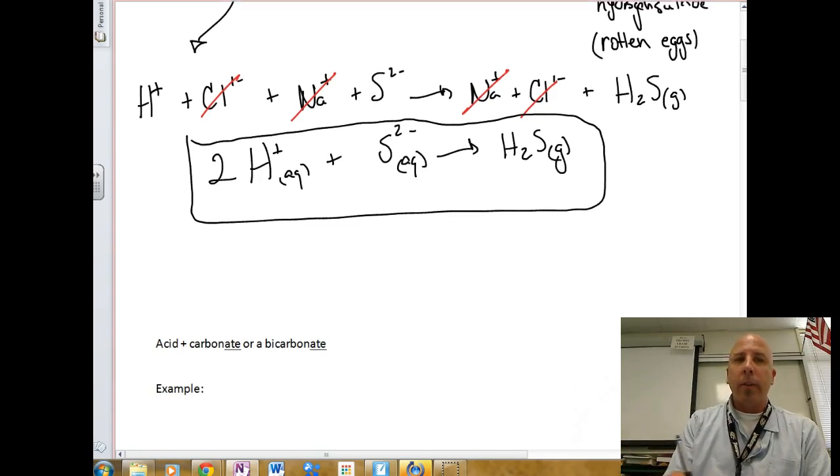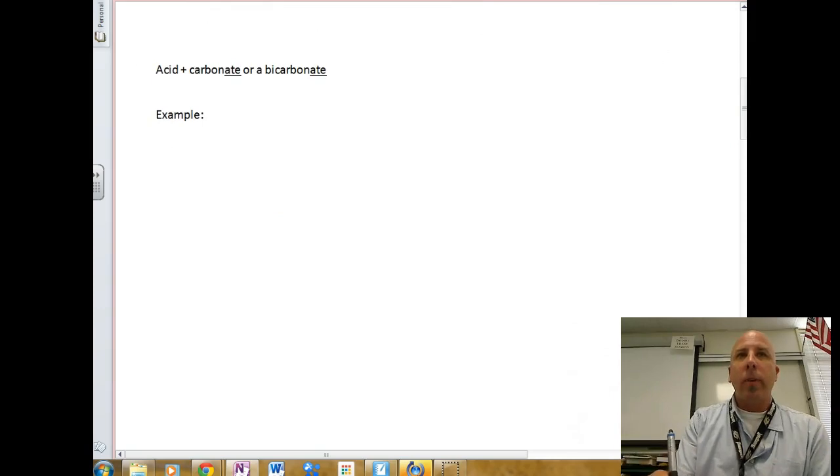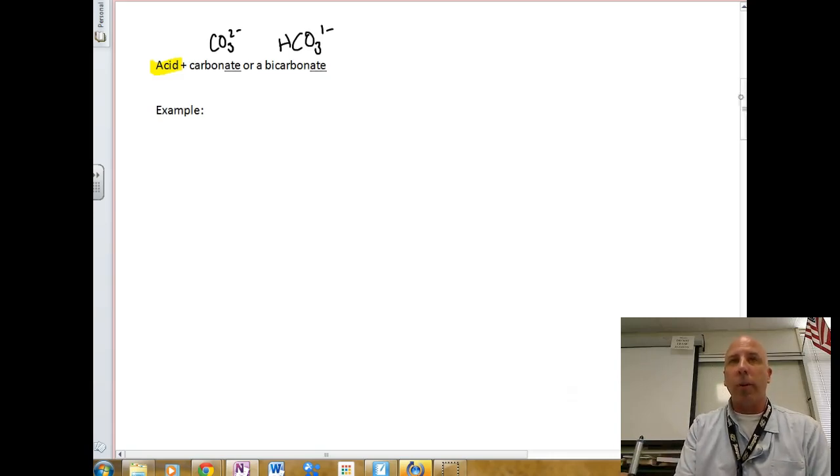Okay, so the next topic we're going to talk about is an acid, and again, it could be a strong acid or a weak acid, with a carbonate or a bicarbonate. So either of these, and often these are, of course, bonded with a metal ion that's going to make them soluble, or sometimes they'll be bonded with a metal ion as a solid, as we're going to see in our example.